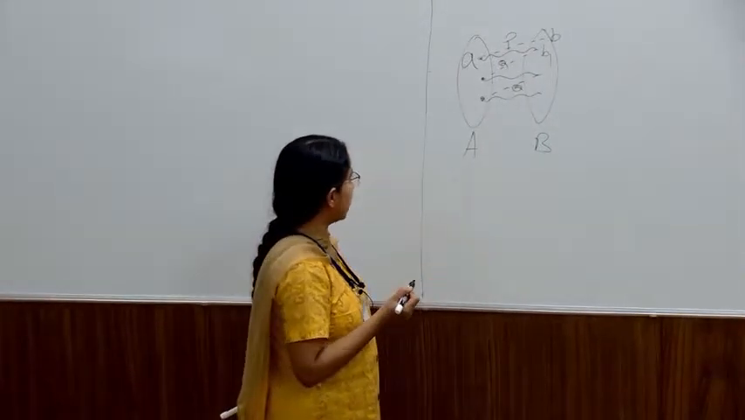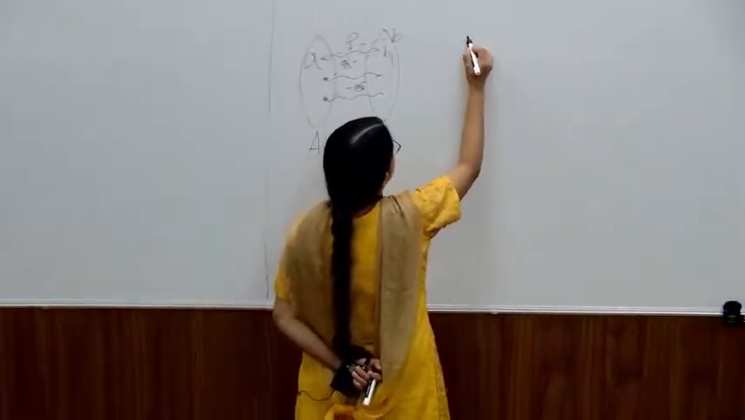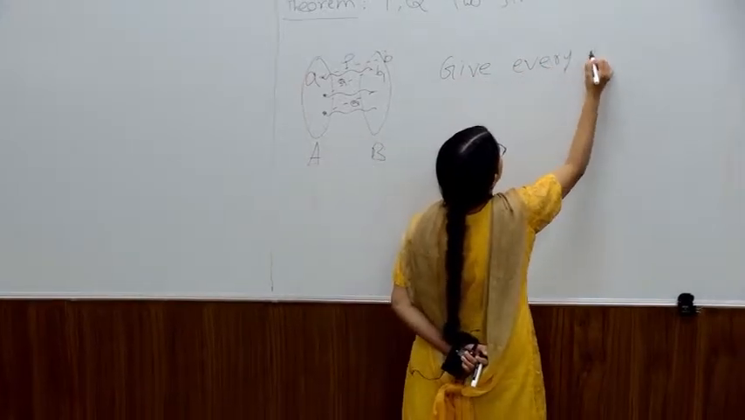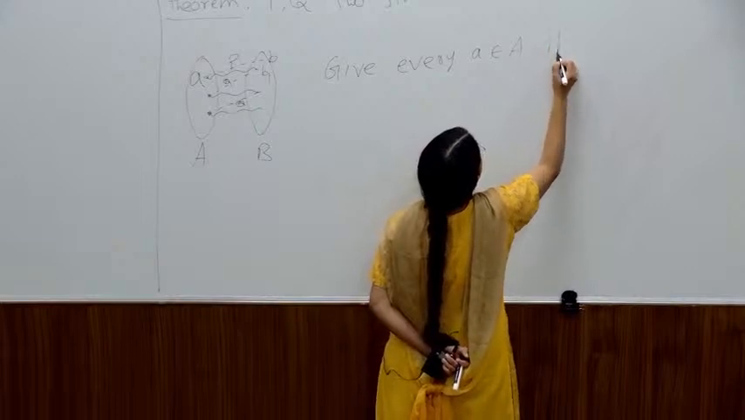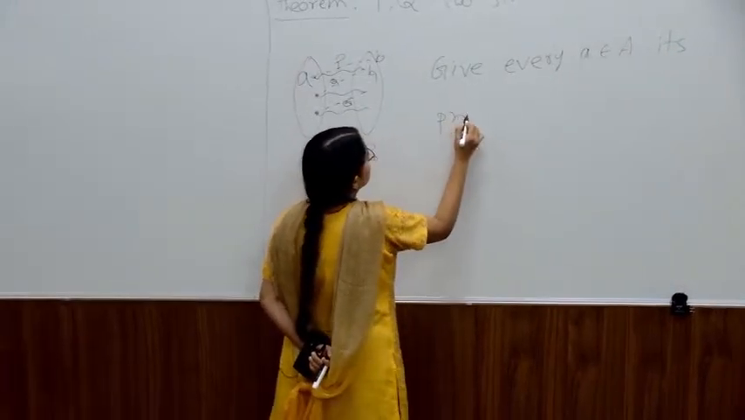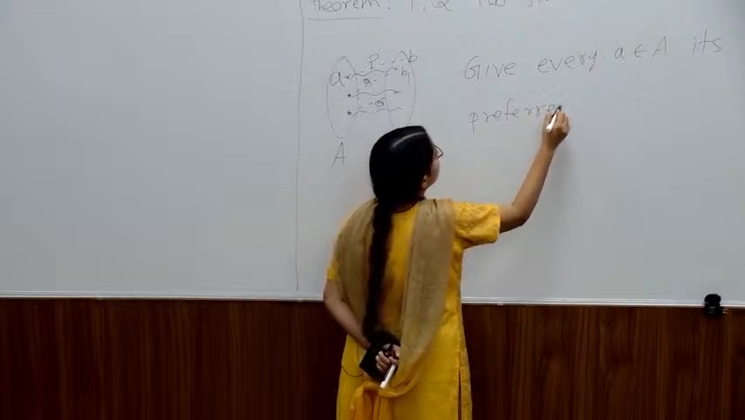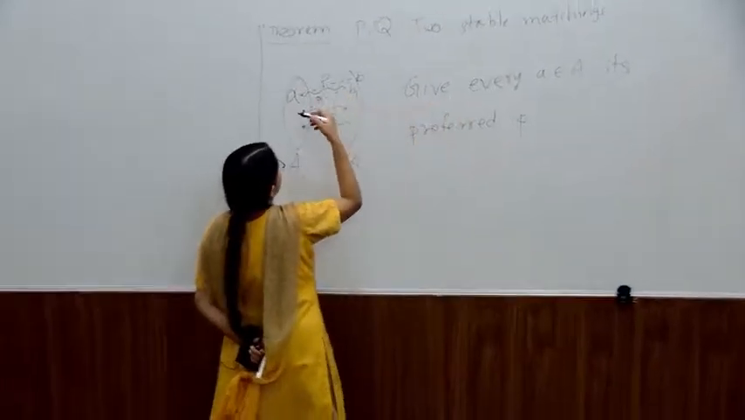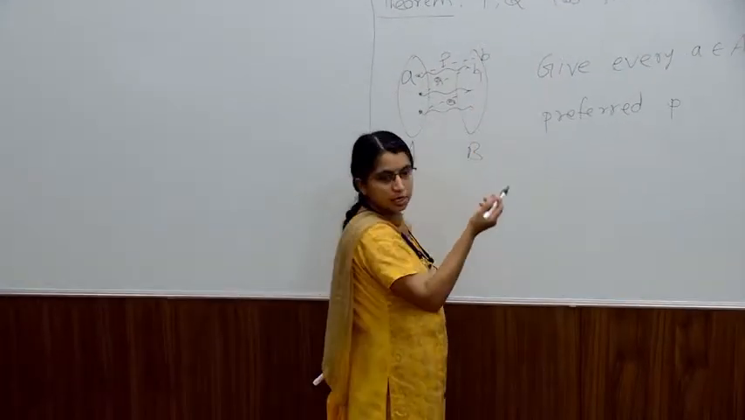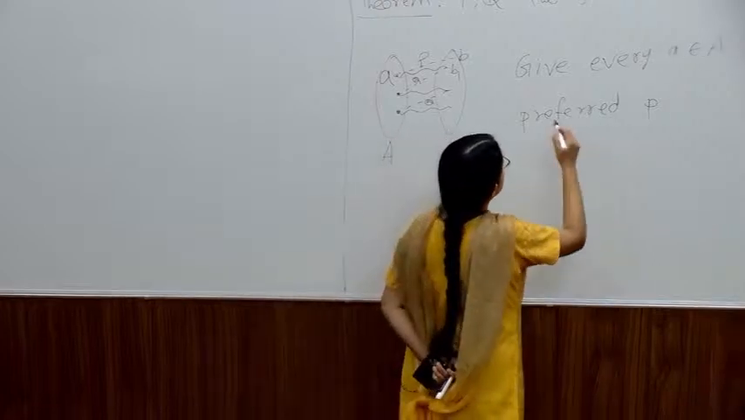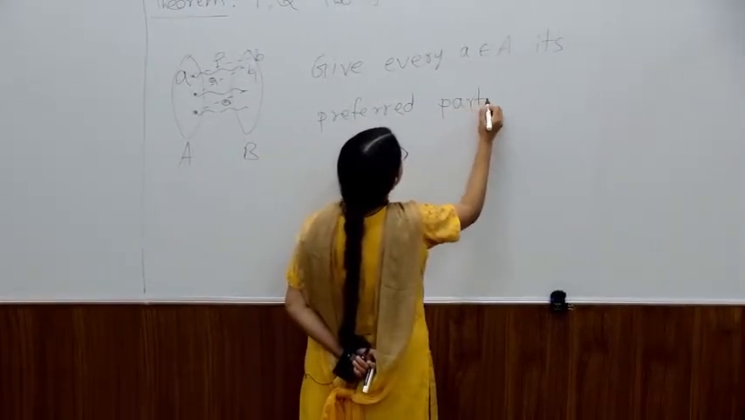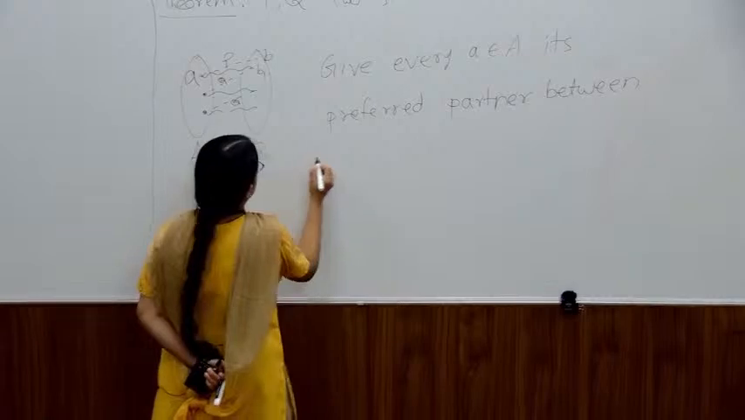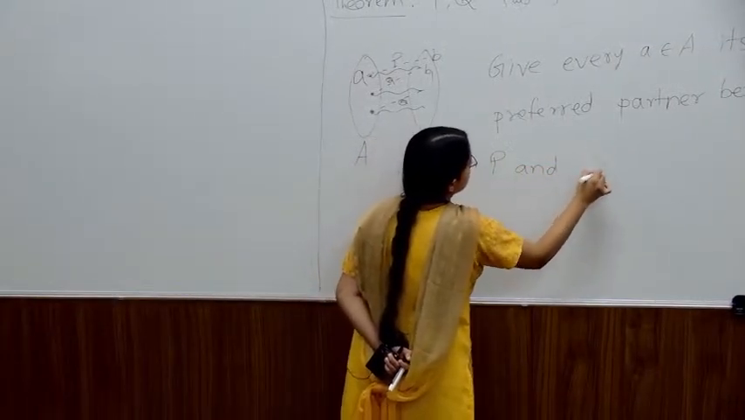Now what will happen? Give every A in A its preferred partner between P and Q, not outside these two, only between these two. We know that everyone should have a P partner as well as a Q partner because of the result that we just saw. So give every A its preferred partner from P or Q. What do you think will happen?